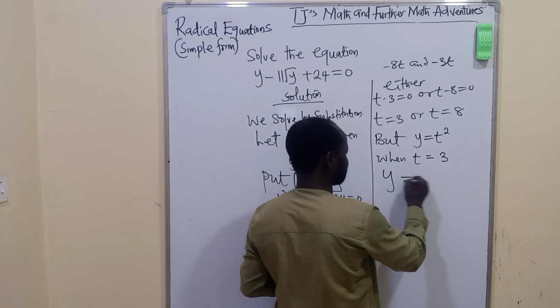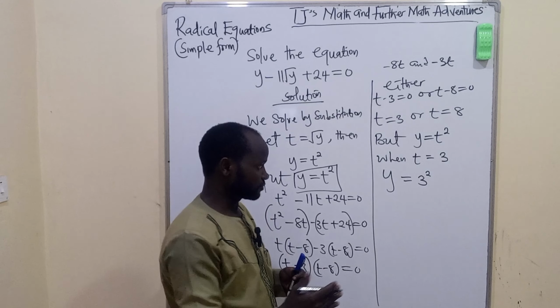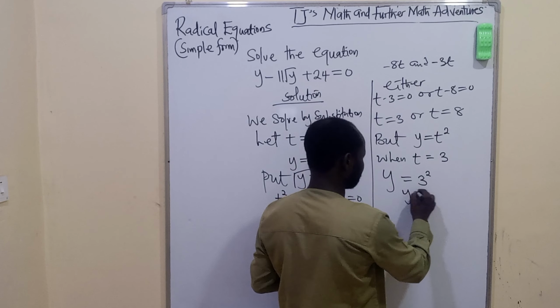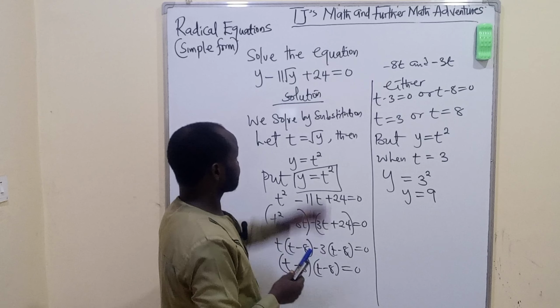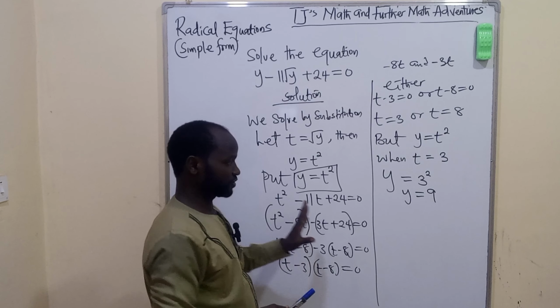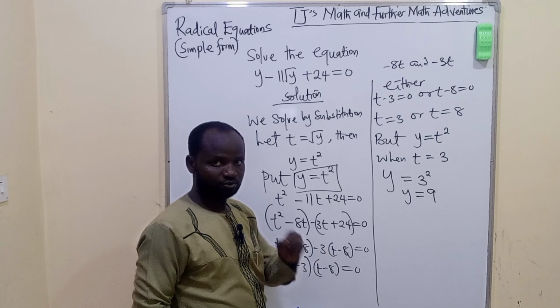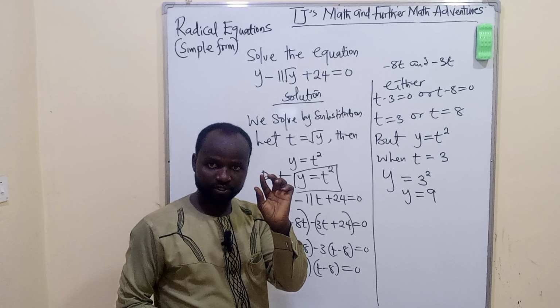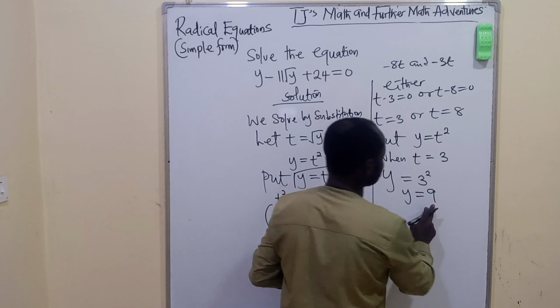So when t is equal to 3, what will be the value of our y? y now will be equal to 3 squared, and 3 squared means 3 times 3, which is 9. So y will be 9. This is the first value of y. Of course, this is a quadratic equation, so we have two values of y because a quadratic equation must have two roots. This is the first root now.